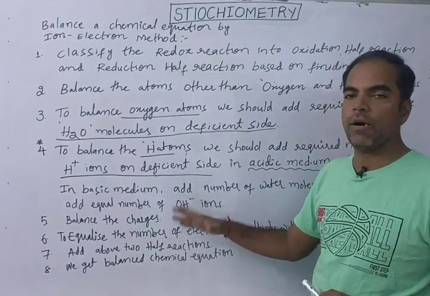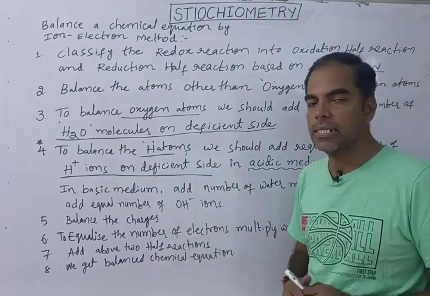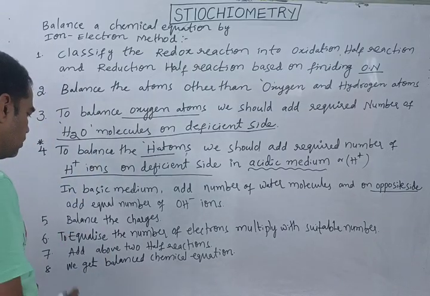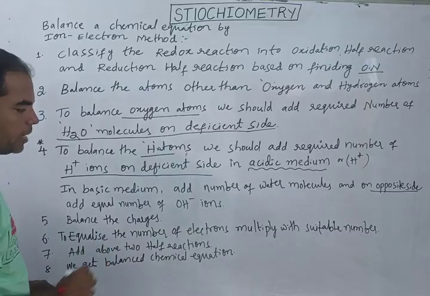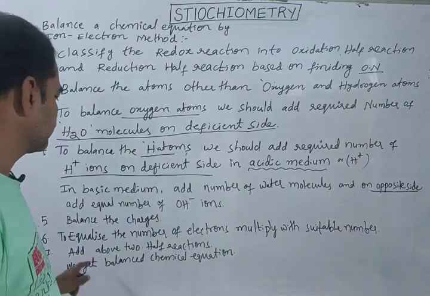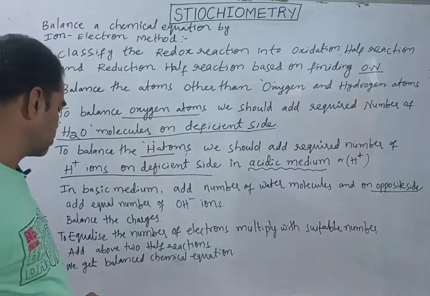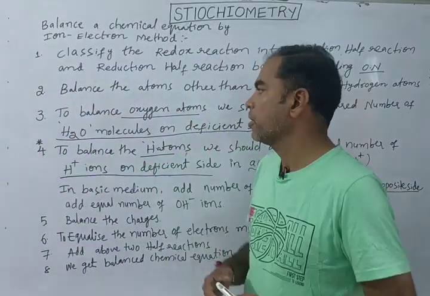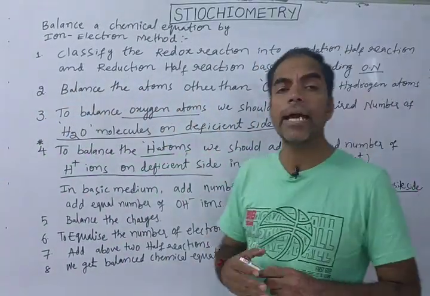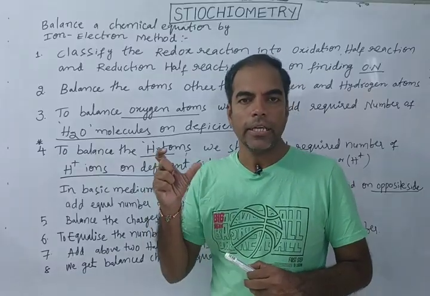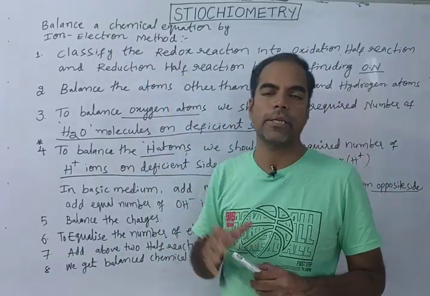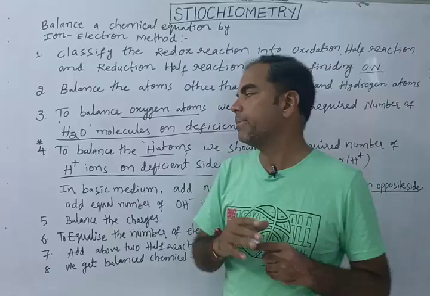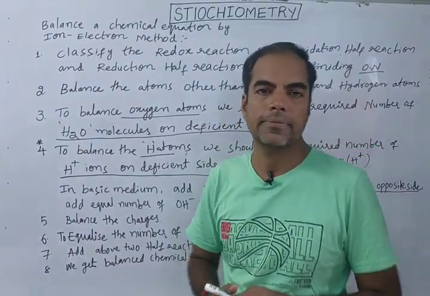After that, to equalize the number of electrons, multiply with a suitable number. Next, add the above two half reactions. Then finally, we get the balanced chemical equation. Okay, students. Now, let us see one example in acidic medium: balancing a redox reaction in acidic medium by the ion electron method.